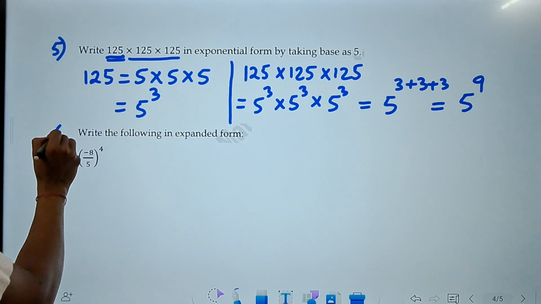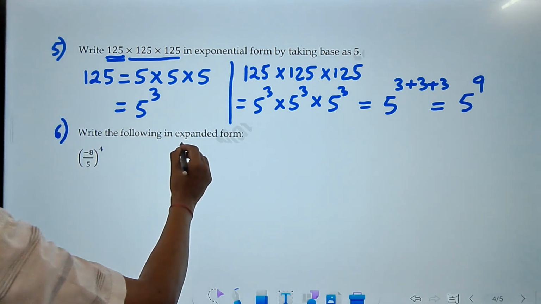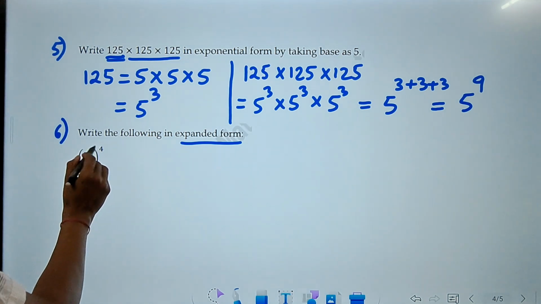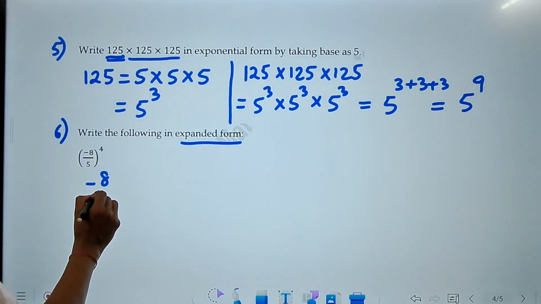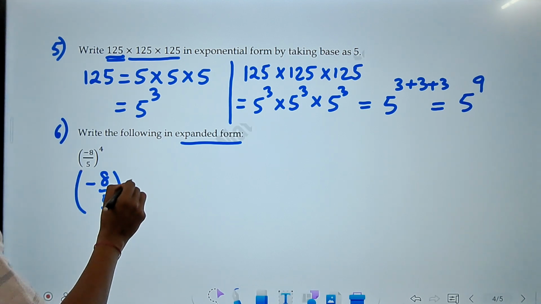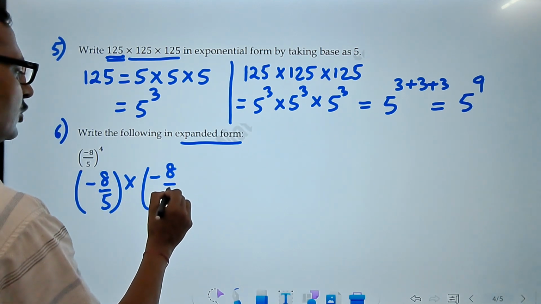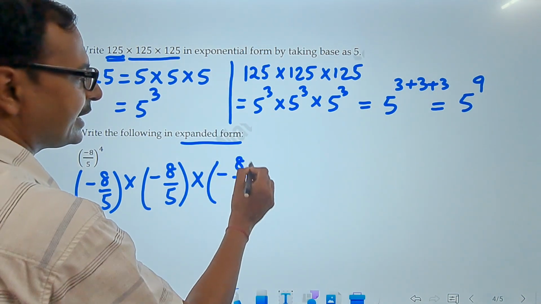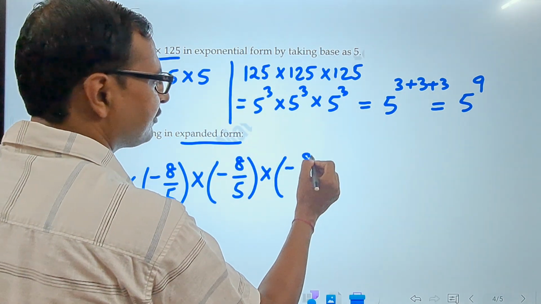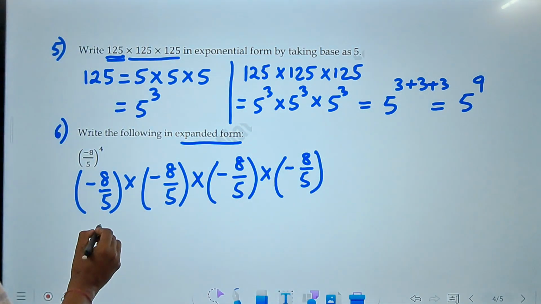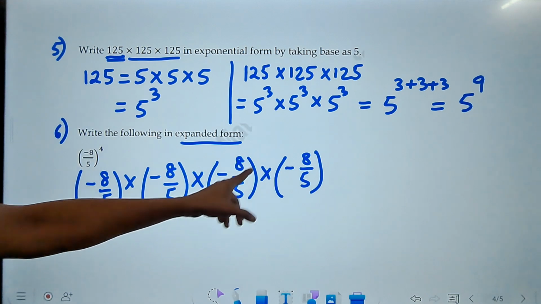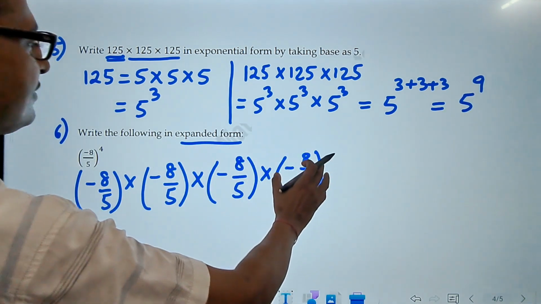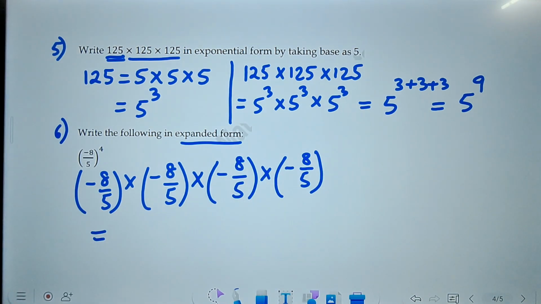Let's have another one. Question number 6. Write the following in expanded form. Now when we are asked to find something in expanded form, we have to expand the exponent. So this is minus 8 upon 5, the base, and we have to multiply that how many times? We have to do that 4 times because the exponent is 4. So I am writing it 4 times like this. And after that, you just have to do the multiplication because there are 4 negatives and 4 negatives make a positive. There are an even number of negatives, they make a positive. So our answer is going to be positive.